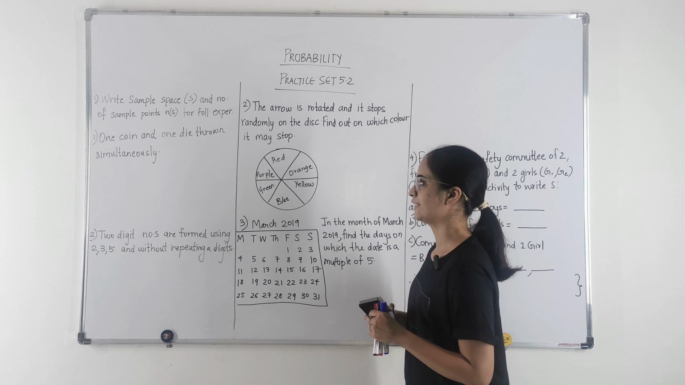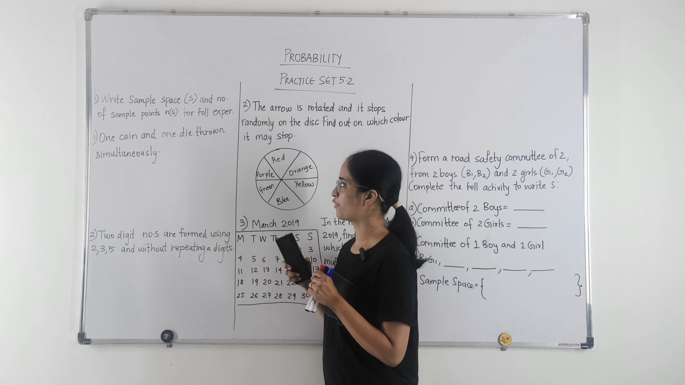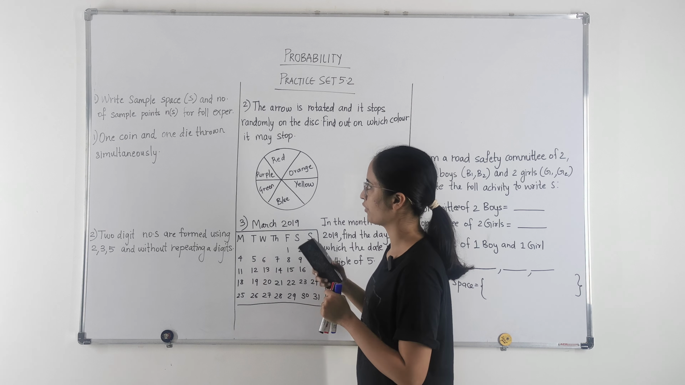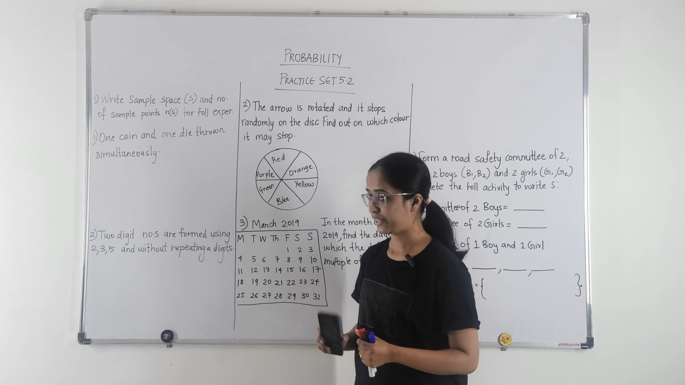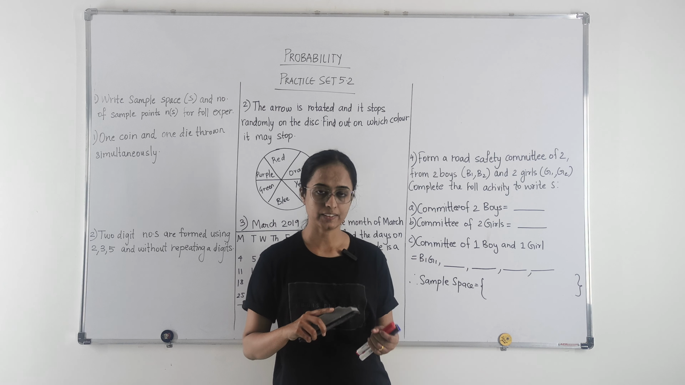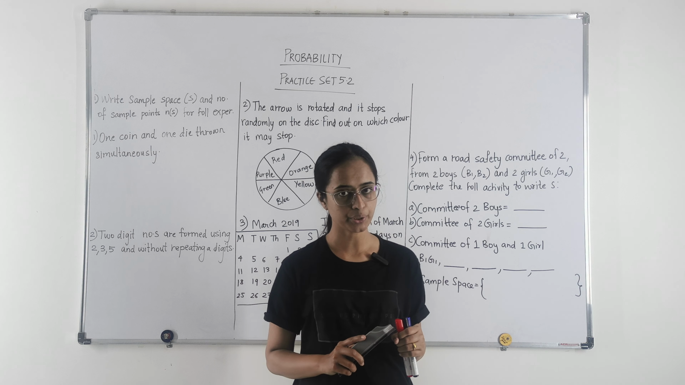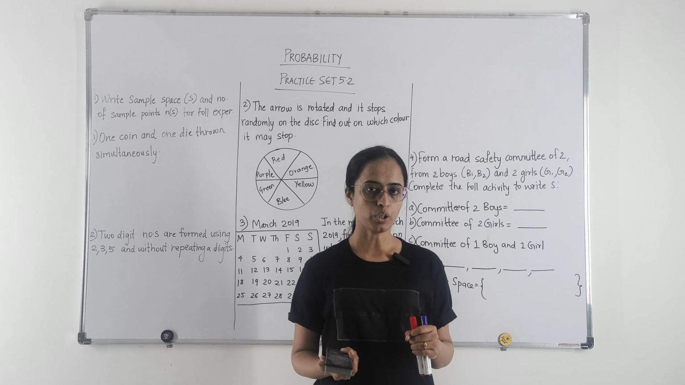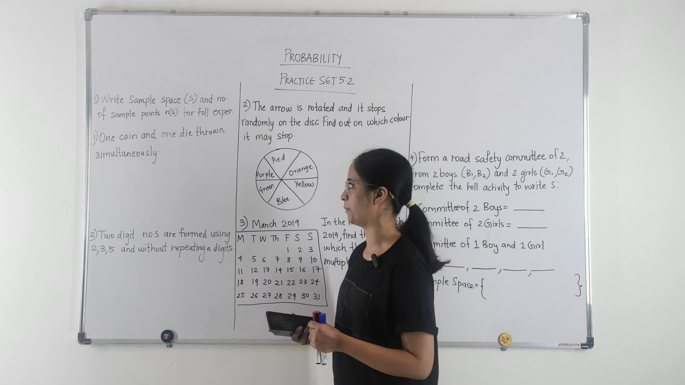The first question says that write sample space S and the number of sample points n of S for the following experiments that are given below. Now again, the terms sample space or the sample points, these are already explained in the introduction video. So if you haven't watched, please do watch them so that you would understand what exactly these terms mean.